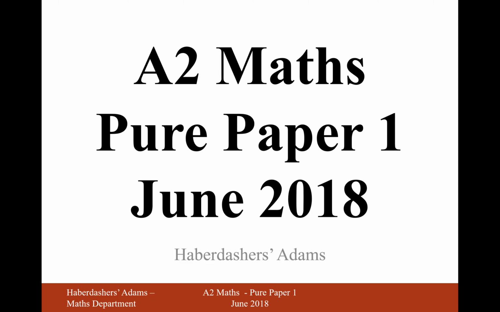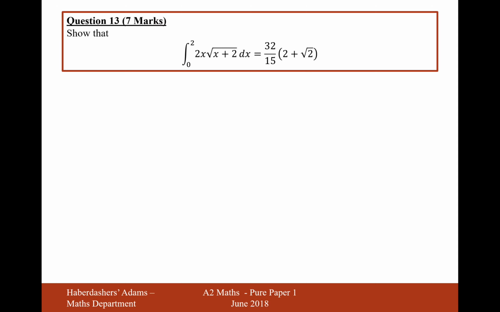Hello there and welcome to A2 Maths on June 2018, paper 1. Here we're looking at question 13, an integration question. So show that the integral from 2 to 0 of 2x times the root of x plus 2 dx is equal to this expression here. So we have this x plus 2 inside an awkward square root and we need to somehow deal with this.